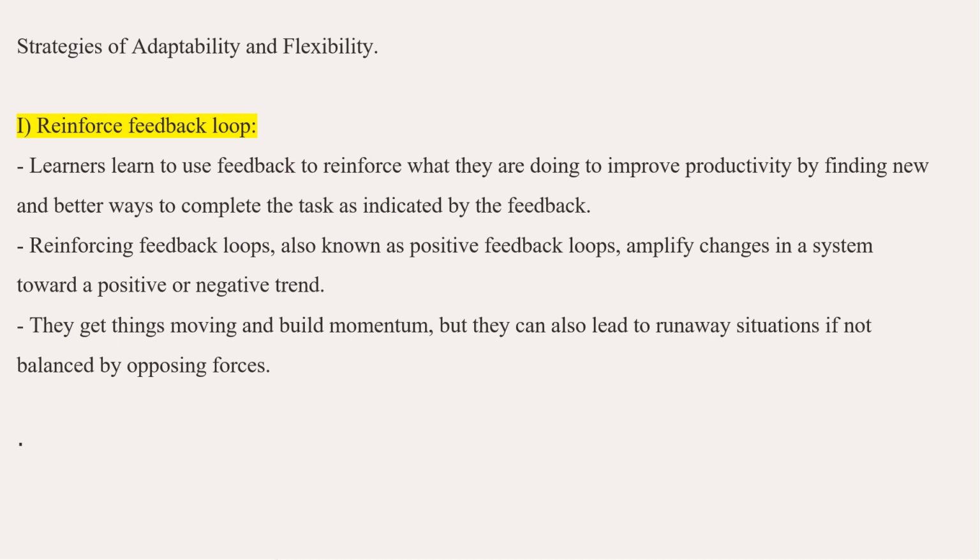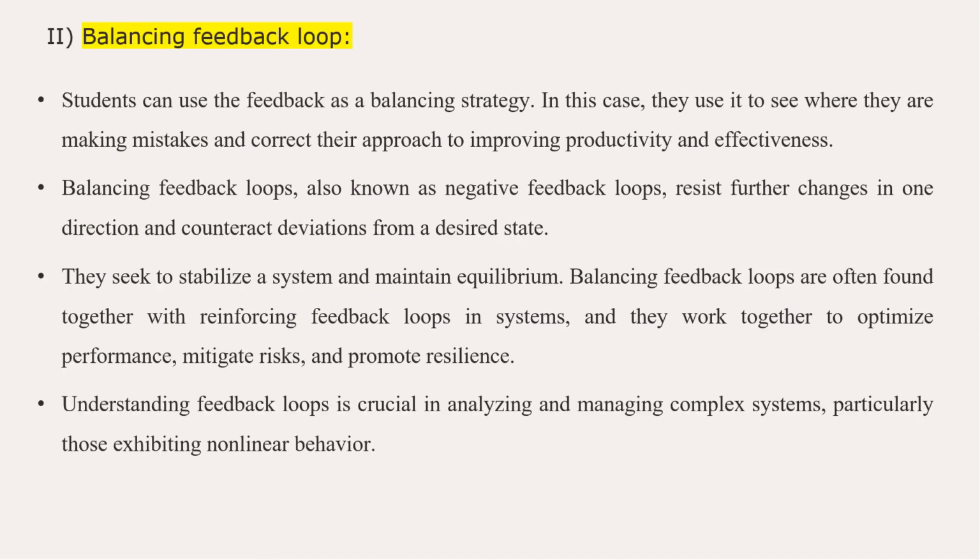They get things moving and build momentum, but they can also lead to runaway situations if not balanced by opposing forces. Similarly, the next type of feedback loop is the balancing feedback loop. It refers to students using feedback as a balancing strategy. In this case, they use it to see where they are making mistakes and correct their approach to improve productivity and effectiveness.